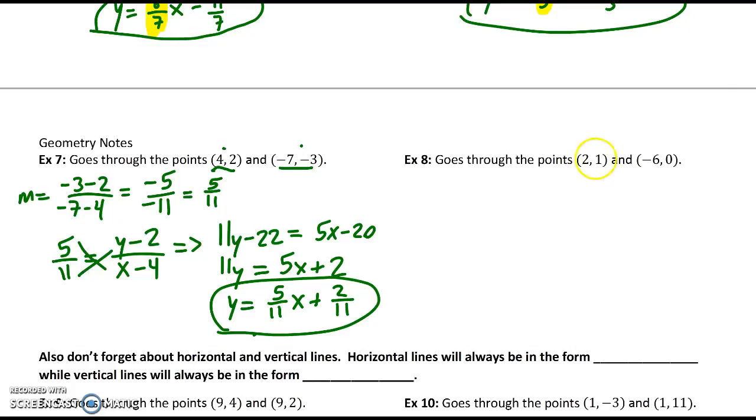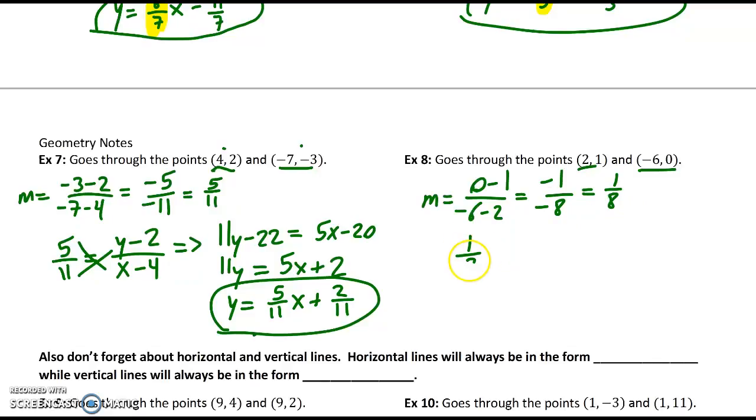All right, number 8, same concept. We have 2 points, so we need to find the slope. So y2 minus y1, so 0 minus 1 over -6 minus 2. That'll give me -1 over -8, which is a slope of positive 1/8. Okay. So we have 1/8 equals y minus over x minus.